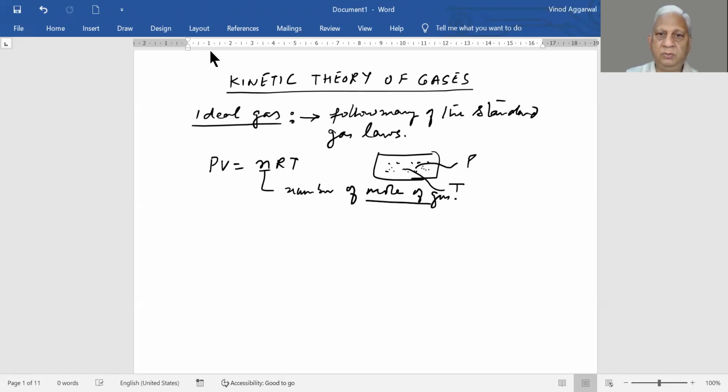What is number of moles? I think you already know it, but just for the sake of clarity, if you take 2 grams of hydrogen or 32 grams of oxygen, both contain 1 mole of gas.